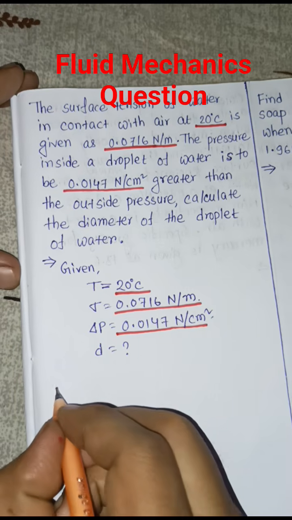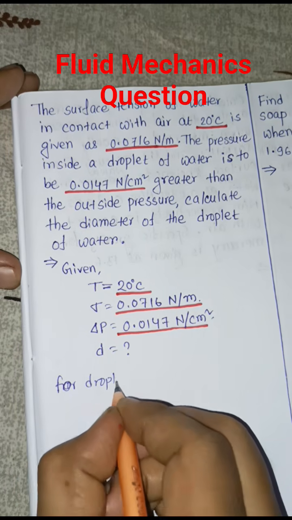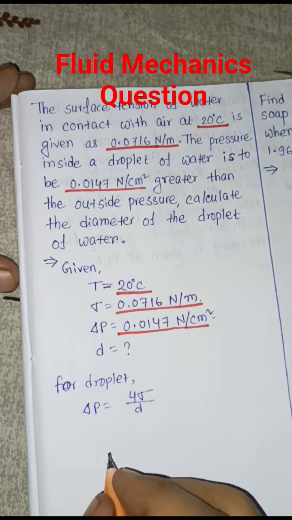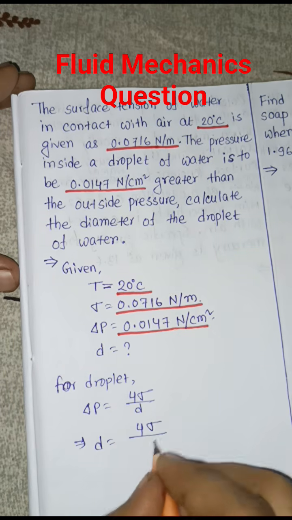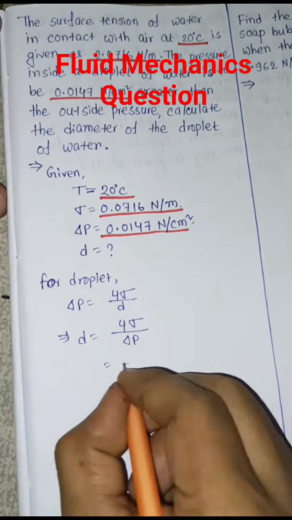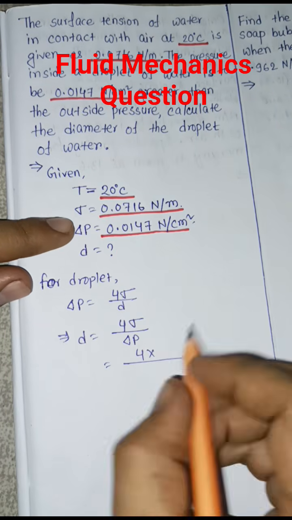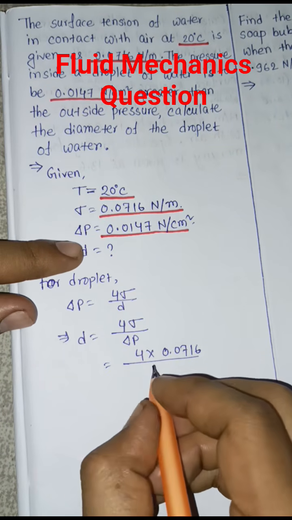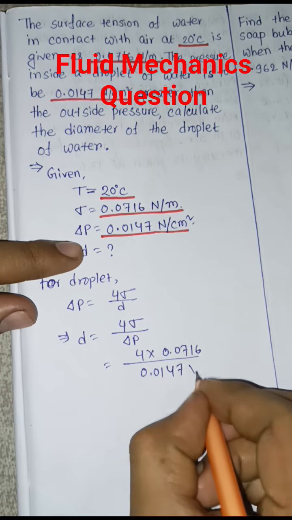So for a droplet, we know that delta P is equal to 4 sigma by diameter. Okay, so from here D is equal to 4 sigma by delta P. So just put the value: 4 into the value of sigma, that is 0.0716, and delta P is equal to 0.0147 into 10 to the power 4.